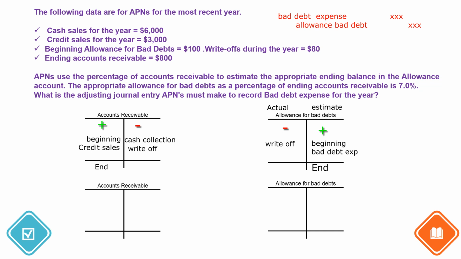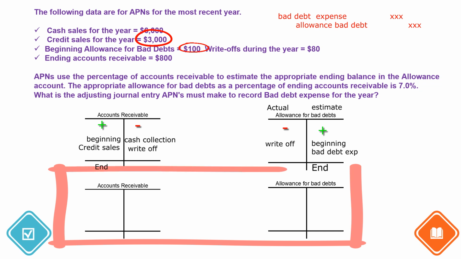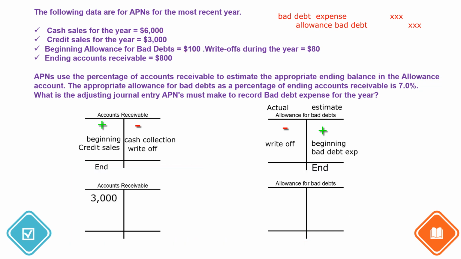So what I want to do is take the information that's given to us in this problem. I always start by inputting everything that's given to me and then see what it's asking. Here we're given cash sales for the year. We don't care about cash sales because that's not impacting accounts receivable or allowance. If they paid us, it's not on account. We are worried about credit sales for the year, which are 3,000, and the beginning allowance for bad debt is 100. So let's enter those two things.